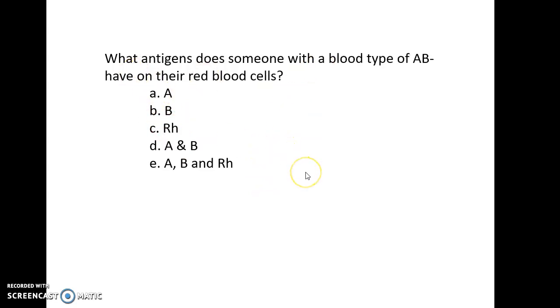All right, what antigens does someone with blood type AB negative have on their red blood cells? What antigens are on the surface of their red blood cells? The correct answer is A and B. They have the A antigen, they have the B antigen. The negative means there's no Rh, so they only have the A antigen and the B antigen.